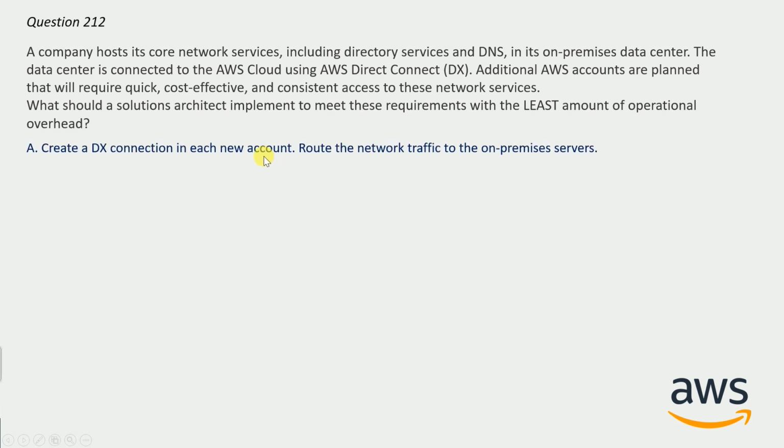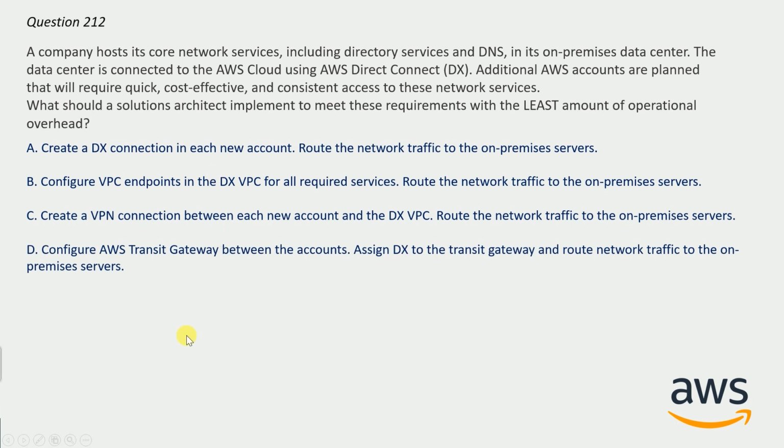And here are the options. Take your time to guess the correct answer again. Let me reveal the correct answer for you. And the correct answer here will be option D. Configure AWS Transit Gateway between the accounts, assign DX to the transit gateway and route network traffic to the on-premises servers. So option D is absolutely correct here.